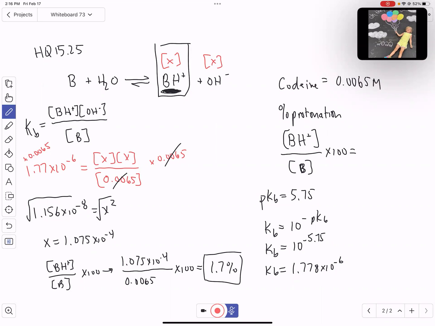It's just a little bit more involved. And they also made it a little bit more complicated because instead of giving us Kb, they gave us pKb. So we had to do one more extra step to go from pKb to Kb. We had to get rid of that negative log. So 10 to the negative pKb.